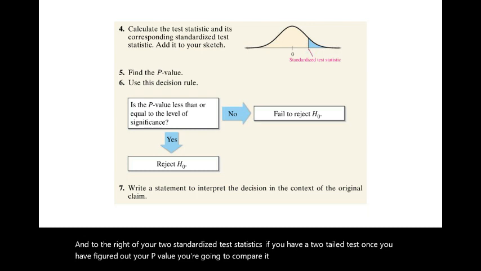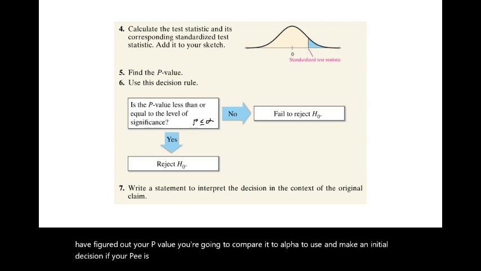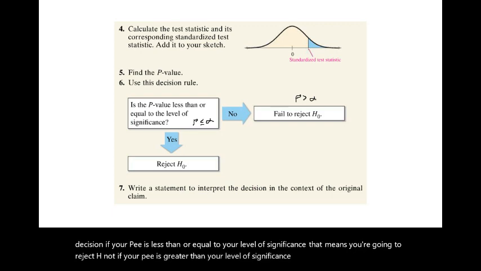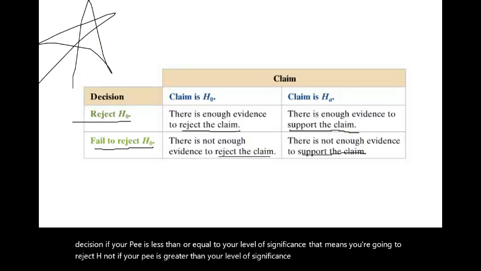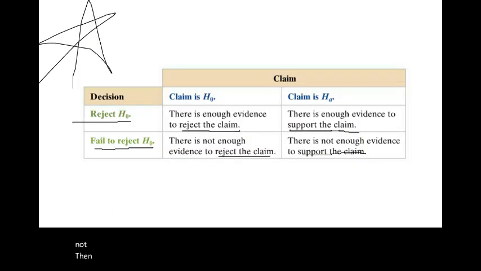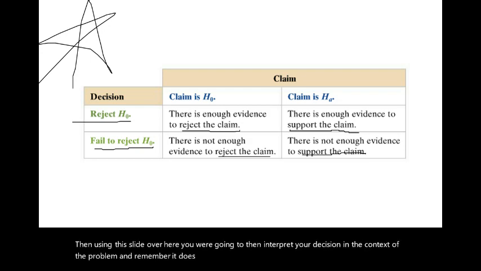Once you have figured out your p-value, you're going to compare it to alpha to make an initial decision. If your p is less than or equal to your level of significance, you're going to reject H naught. If your p is greater than your level of significance, you're going to fail to reject H naught. Then, using this slide over here, you're going to interpret your decision in the context of the problem, and remember, it does depend on whether your claim is H naught or HA.